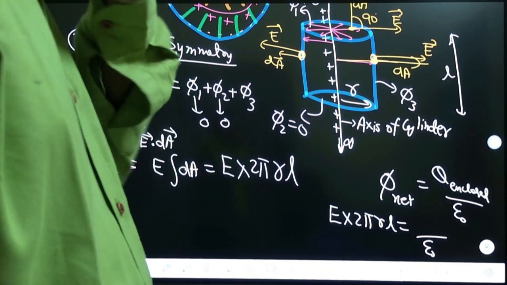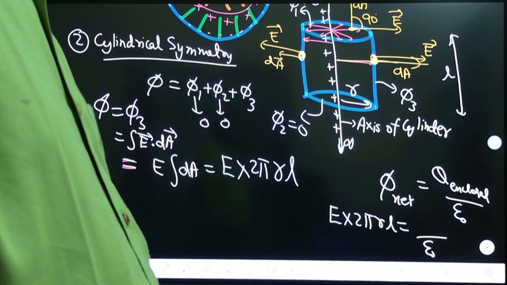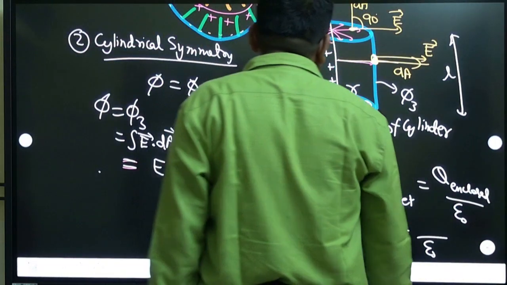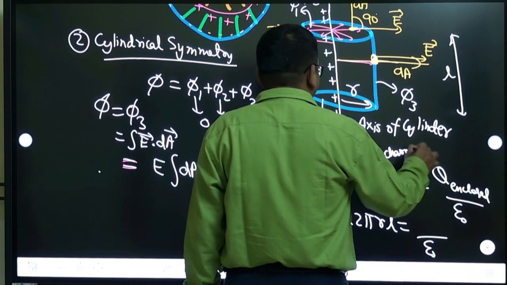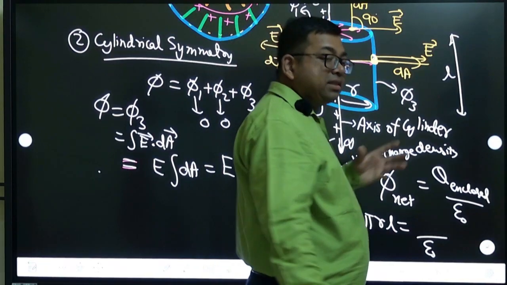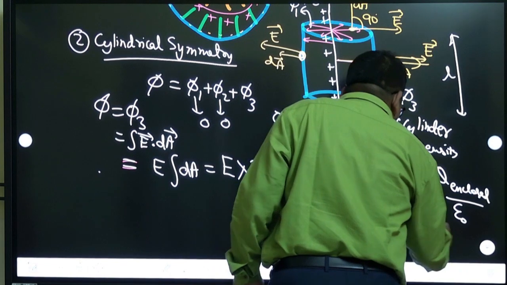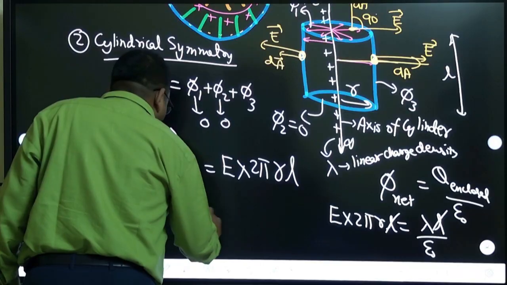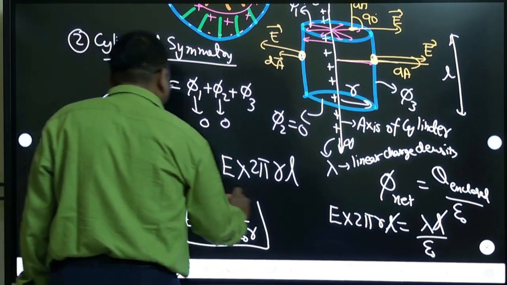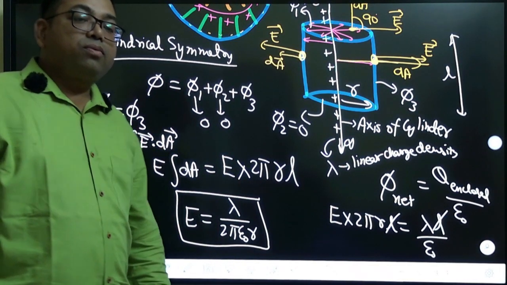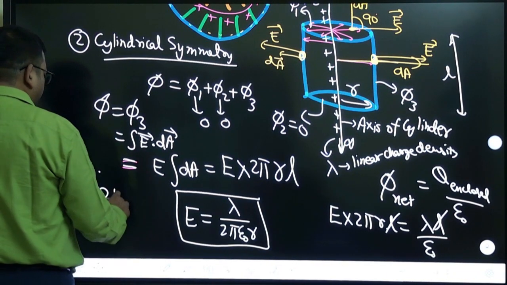Suppose lambda is the linear charge density, meaning charge per unit length. So length L will have how much charge? Lambda L. So the game is over, the L's get cancelled. You got the electric field at some distance R. What is that? Lambda by 2 pi epsilon naught R. If you want, you can write it in terms of K: multiply by 2, so 2 K lambda by R.